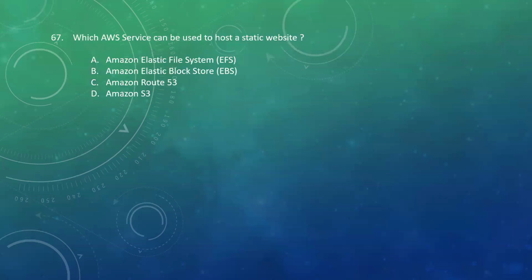Moving on to question number 67. Which AWS service can be used to host a static website? Your options are Amazon Elastic File System, Amazon Elastic Block Store, Amazon Route 53, Amazon S3.